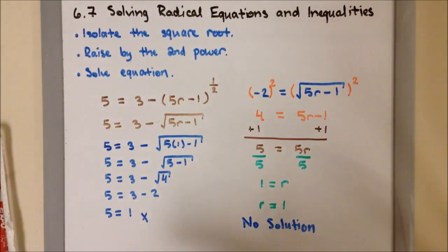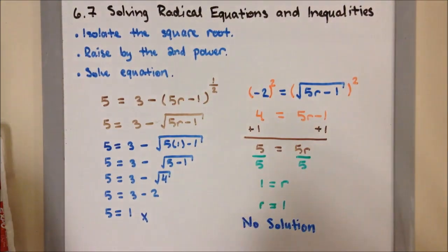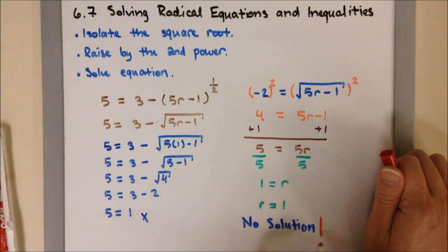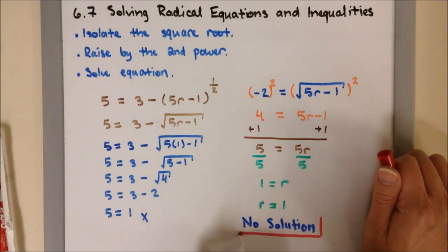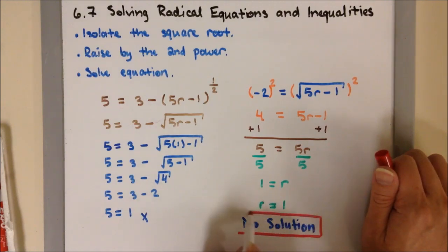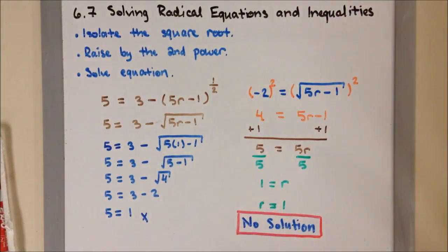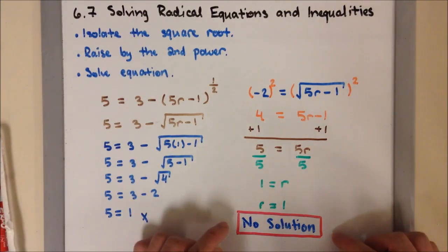So even though we solve the square root equation just like any regular equation, when you double check and plug it in, if both sides do not equal each other, then it will be no solution. So when you solve for your square root, make sure that it actually works by plugging it in and see that the left side is equal to the right side or the right side equals the left side. If not, then it will be no solution.